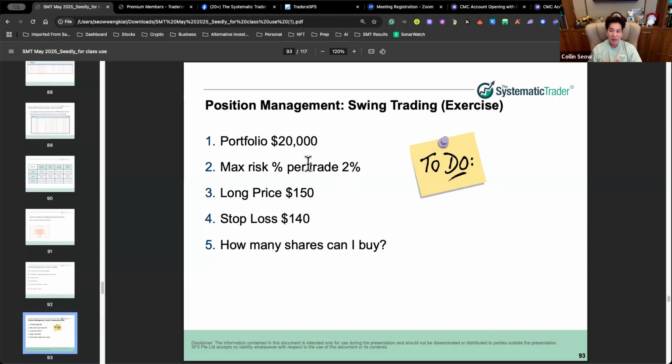How many shares can I buy? 40 shares. Yes or no? 40 shares. So from here, use 20,000 multiplied by 2%, divided by entry price minus stop loss price. So that gives me 40 shares. Any question on this part?